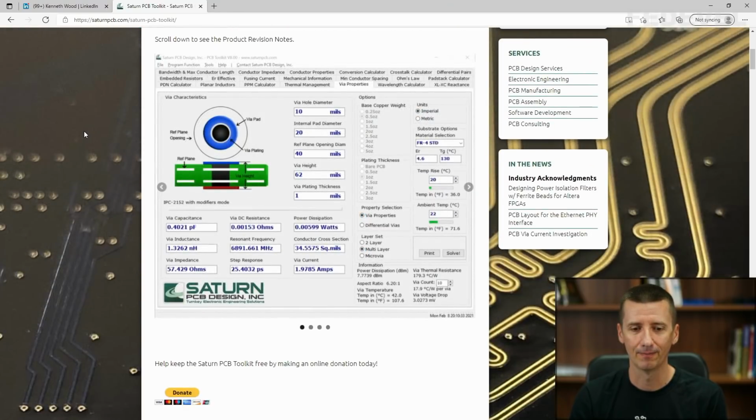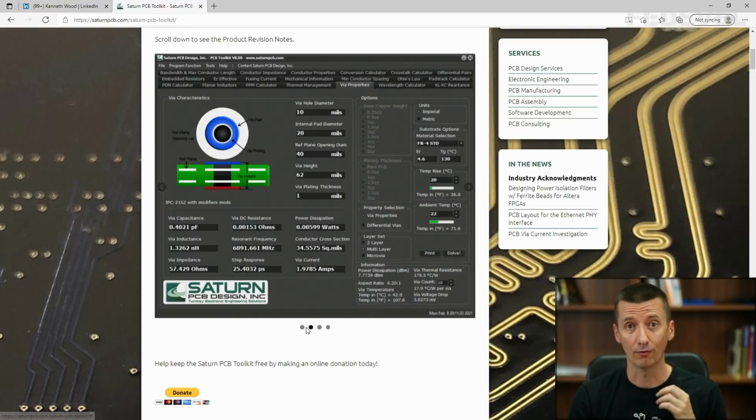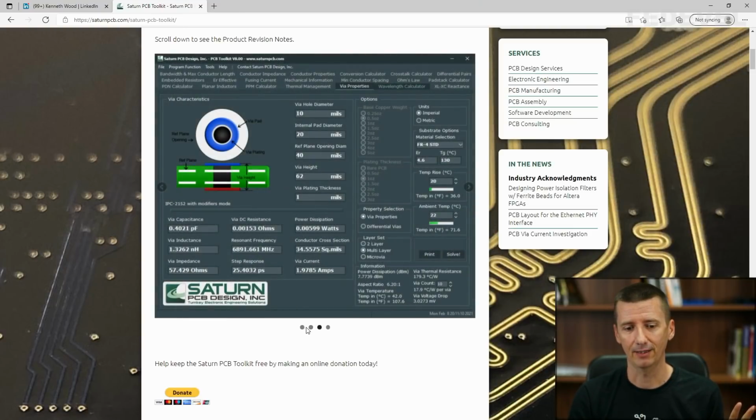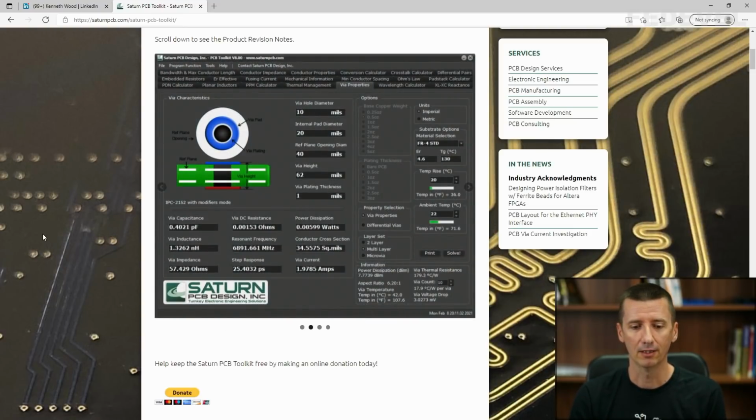And I have been using Saturn PCB Toolkit for years. Very often I use it, for example, if I need to double check what is the maximum current that can flow through a via or through a track. And very often I use this calculator if I need to double check impedance of tracks in my PCB.